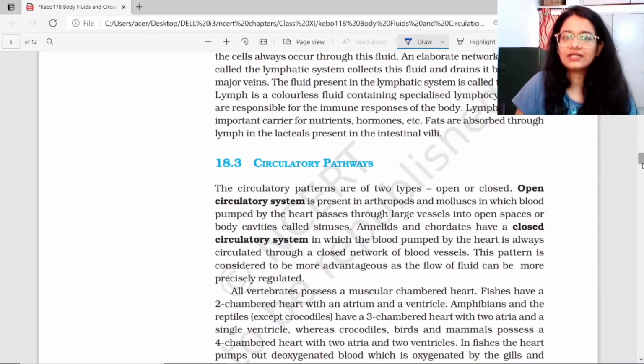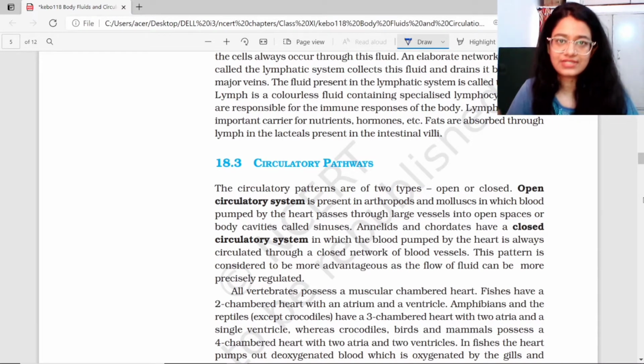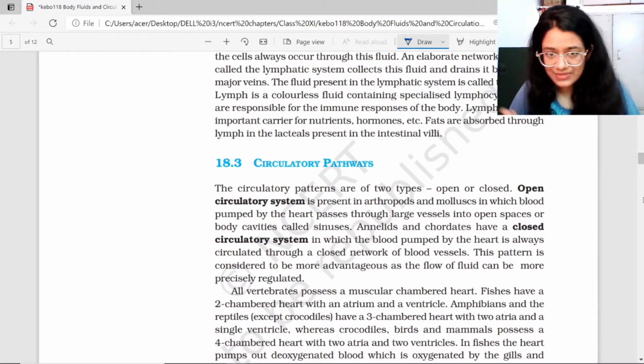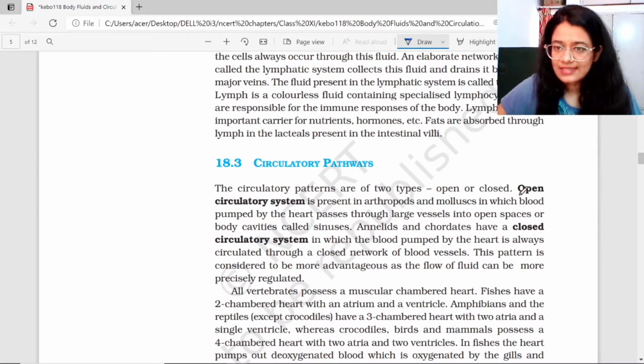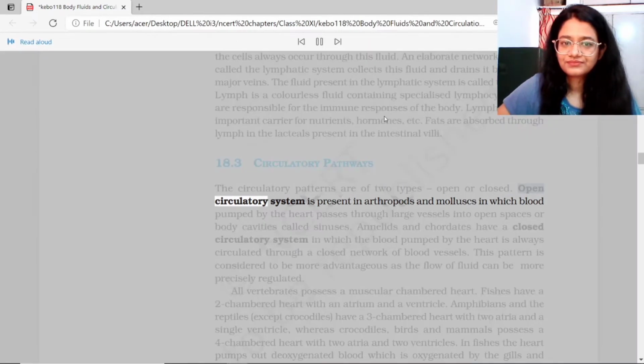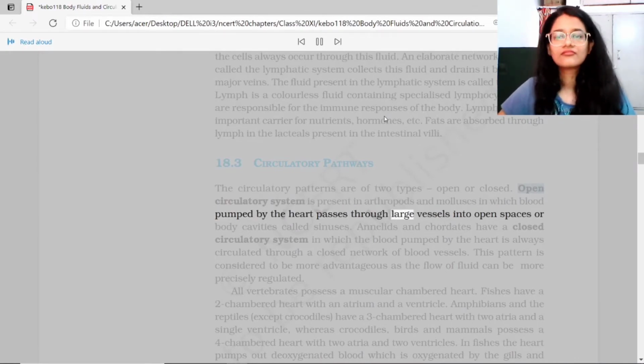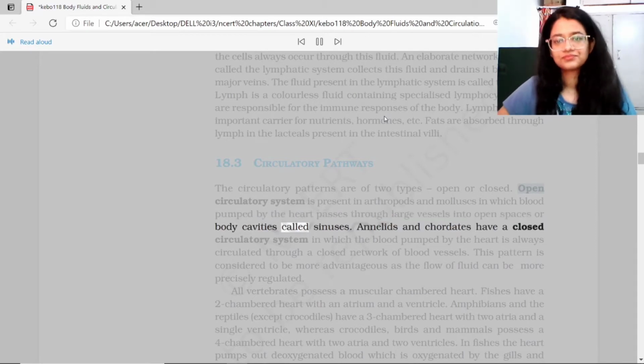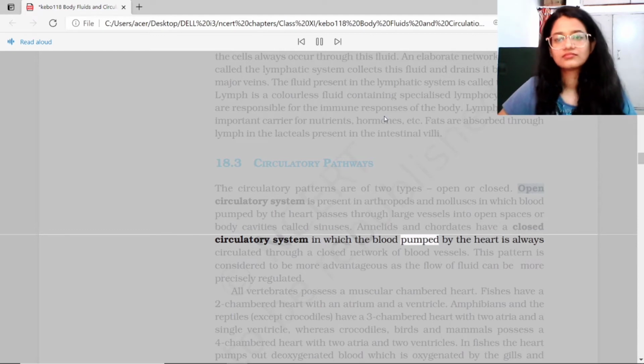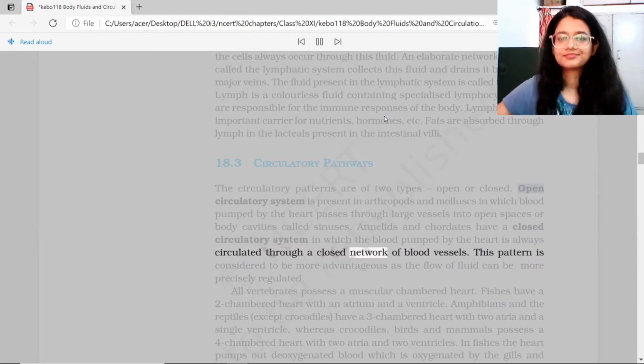Okay, let's come to the next line. Now here under 18.3, you can see circulatory pathways, in which they have discussed open circulatory system and closed circulatory system. Open circulatory system is present in arthropods and molluscs, in which blood pumped by the heart passes through large vessels into open spaces or body cavities called sinuses. Annelids and chordates have a closed circulatory system, in which the blood pumped by the heart is always circulated through a closed network of blood vessels.